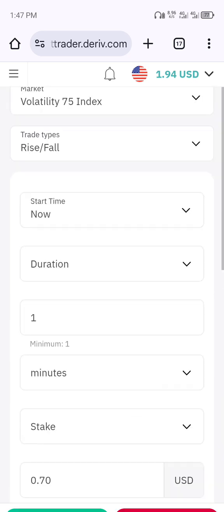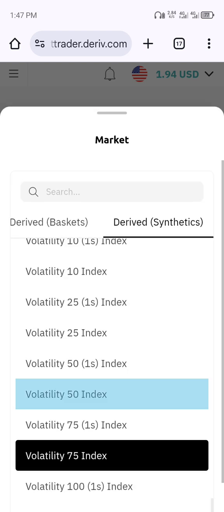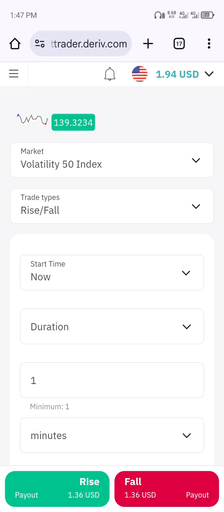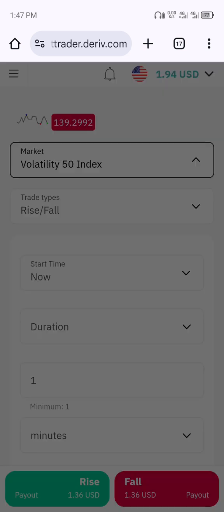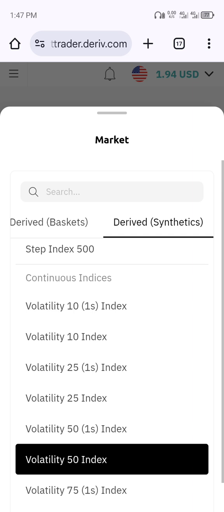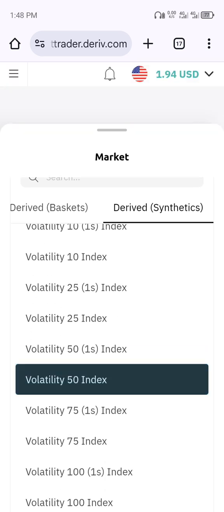We are only attending to 7 markets out of these numerous markets: the daily reset indices, which are the bull market index and the bear market index. Then under the continuous indices, we trade the volatility 10 index, the one without the 1s. We trade 25, 50, 75, and 100. All right.